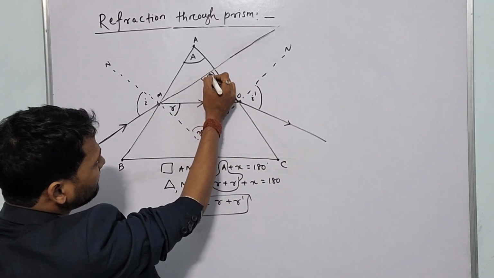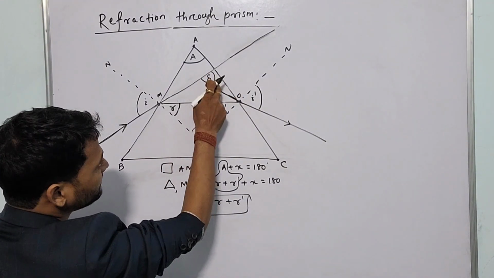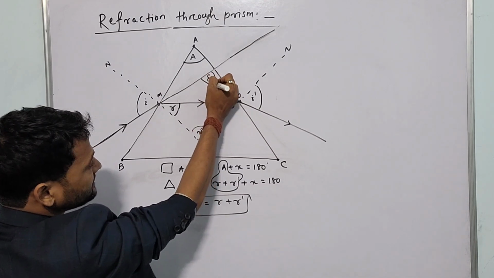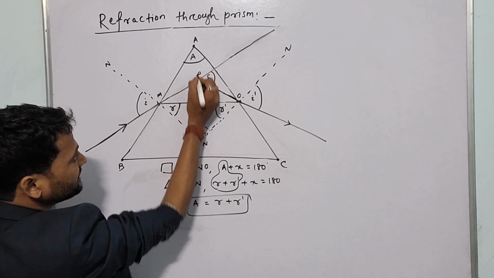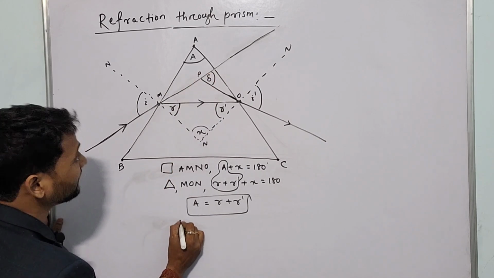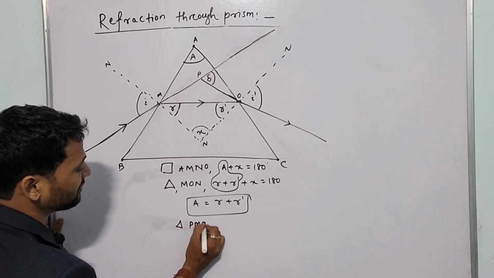Okay, now see what about angle of deviation. Angle of deviation इधर कितना होगा देखो. Angle of deviation, ये ट्रायंगल को हम लोग कंसिडर करेंगे. ये जो ट्रायंगल इसका नाम दे देते हैं P. ठीक है. So triangle PMO.